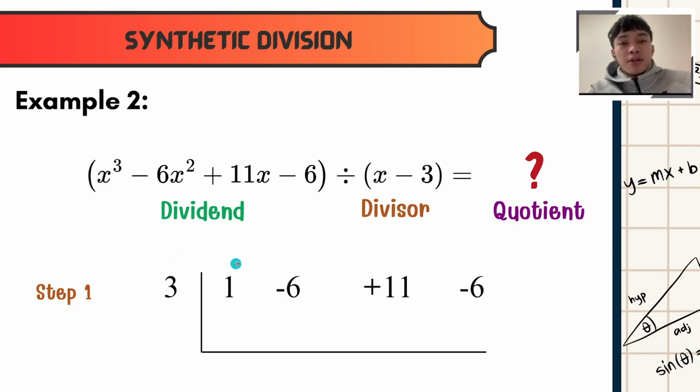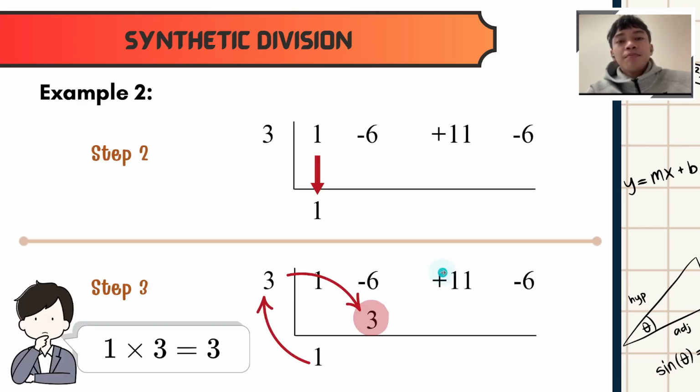So step 1 is, it looks like an inverted division, and the divisor, you're going to change the sign to 3. x minus 3 equals 0, so x equals 3, positive 3. And then you're just going to get the constants of the dividend. So x cubed is 1, negative 6 is 6, positive 11 is 11, negative 6 is negative 6.